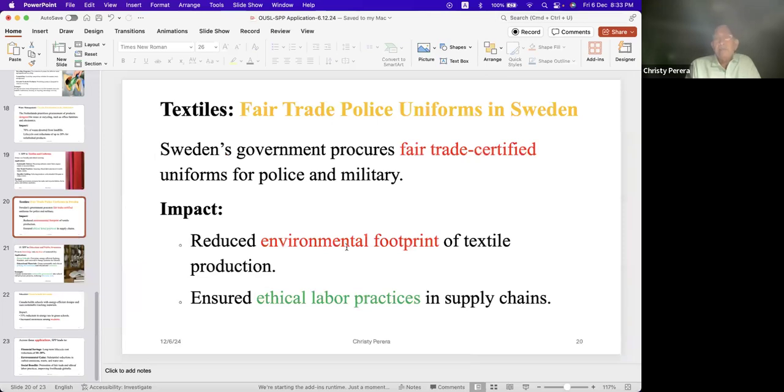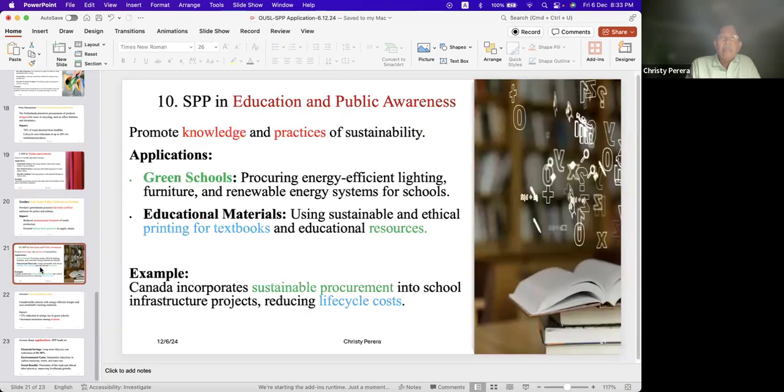Fair trade police uniforms in Sweden. Sweden also does that. Reduce the environmental footprint of textile production, ensure ethical labor practices in supply chains, right? The last one is, I have taken the last one. There are so many other things also, but within 2 hours, I'll have to stop that.